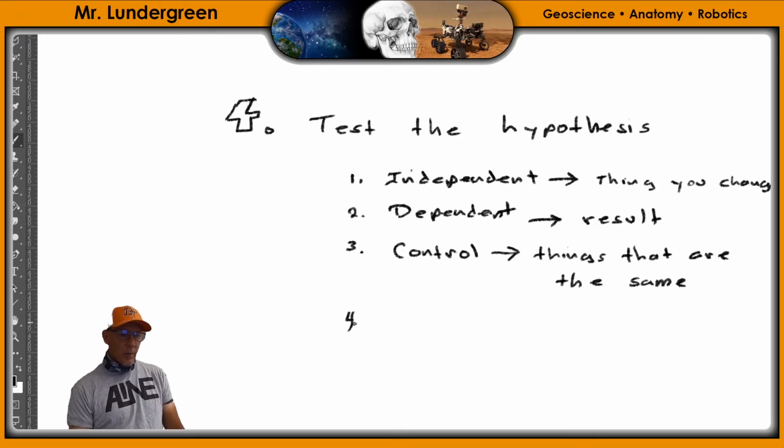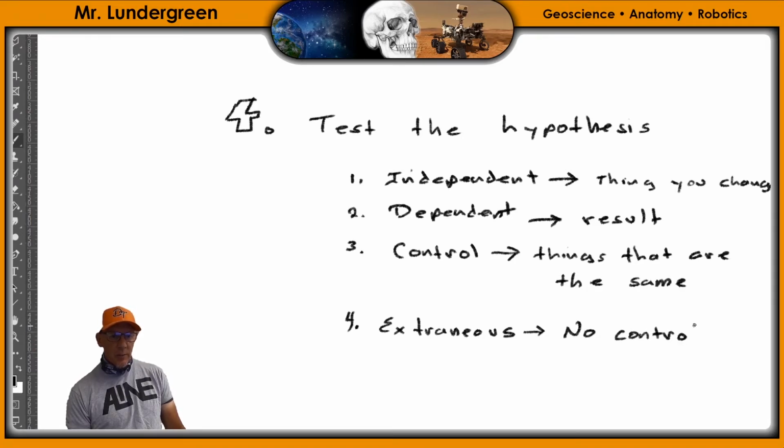Okay, last variable. They're known as the extraneous variable. Now, the word extraneous means outside. So these are things that you don't have control over in the experiment that can affect the dependent variable or the results. Okay? You have no control over these.